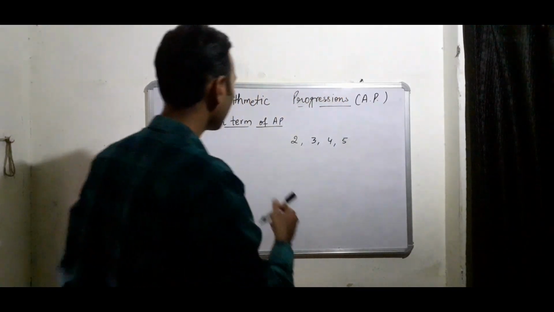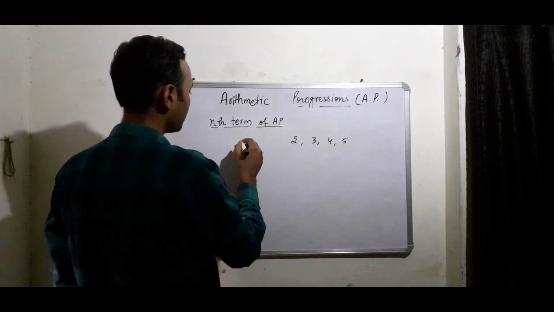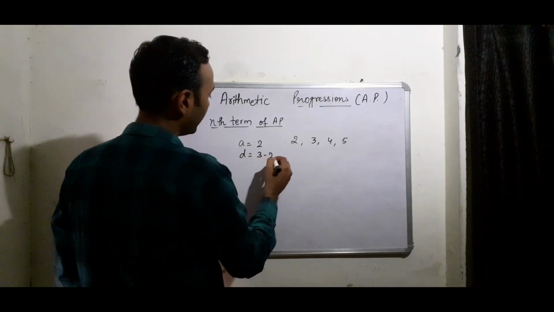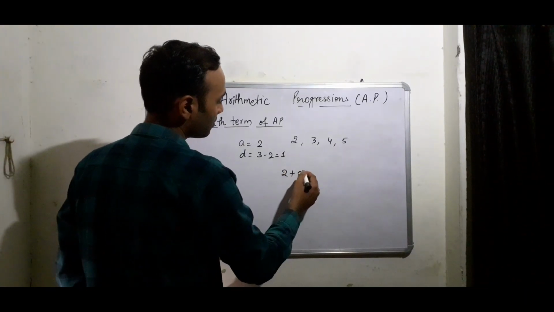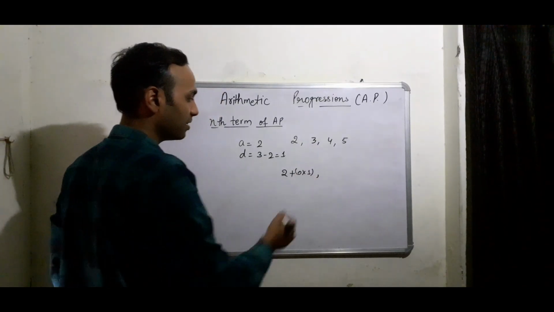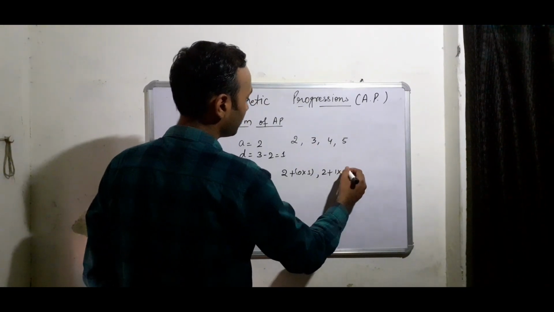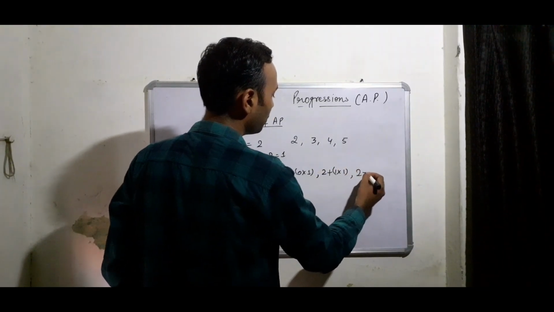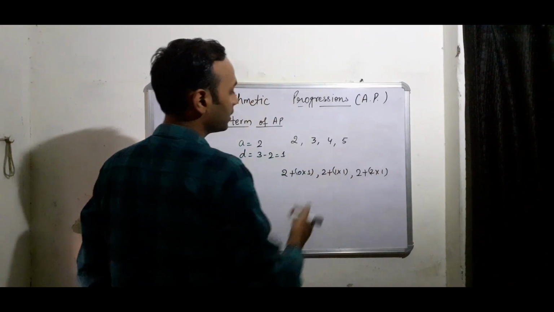Now we find the nth term of an AP. Here is the AP 2, 3, 4, 5. The first term a is 2 and the difference d is 3 minus 2, which equals 1. So we can write 2 as 2 plus 0 times the difference. For the second term, it is the first term plus 1 times the difference. And for the third term, 2 plus 2 times the common difference, and so on.